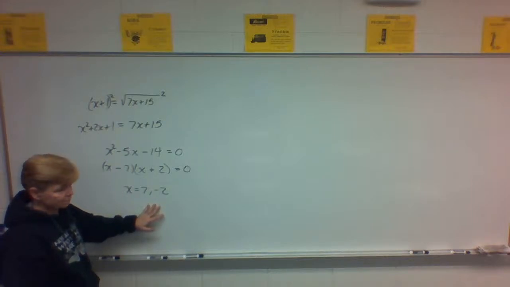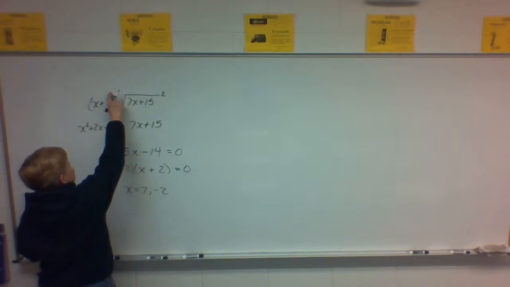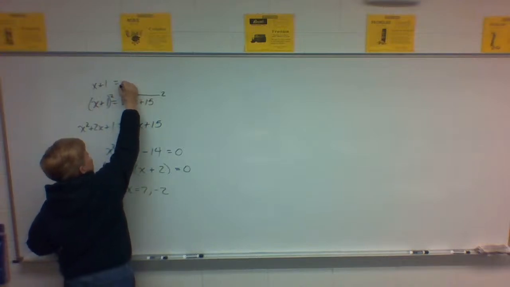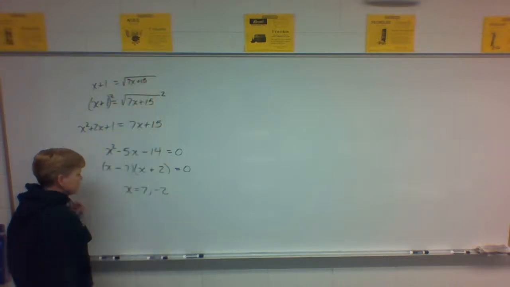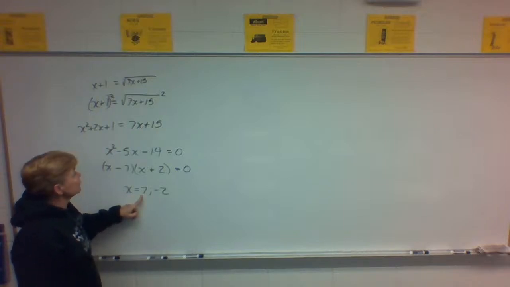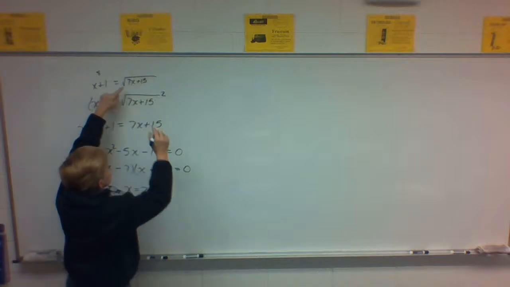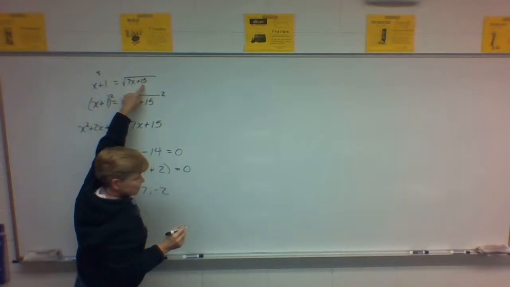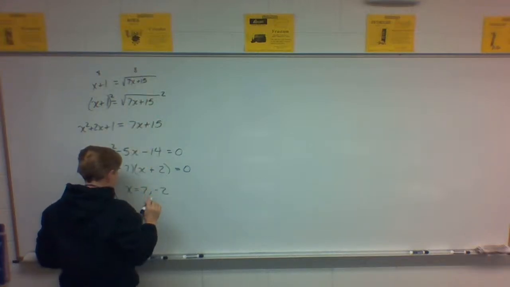Now we got to check them out. Oh. Remember that this was not squared to begin with. So I'm going to write the original equation up here so that we can remember what it looked like before we tried squaring. So I'm going to plug the 7 in. Stay with me on the arithmetic. 7 plus 1 is 8. 7 times 7 is 49, plus 15 is 64. Square root of that is 8. Okay, so that one's a good one.